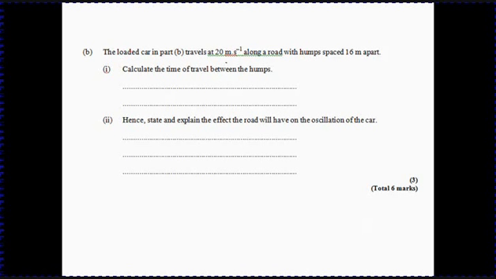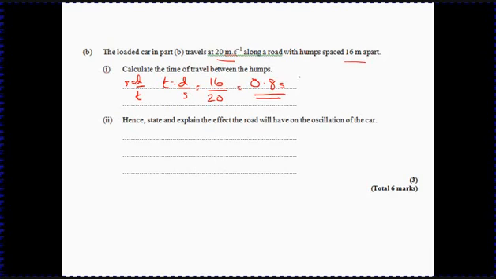Okay, so this car then drives down a road at 20 meters per second with 16 meter apart humps. If you get this one wrong, to be honest, it's just embarrassing. This is speed equals distance over time, so time equals distance over speed. The distance is 16 meters. The speed is 20 meters per second. That gives you 0.8 seconds between the humps.